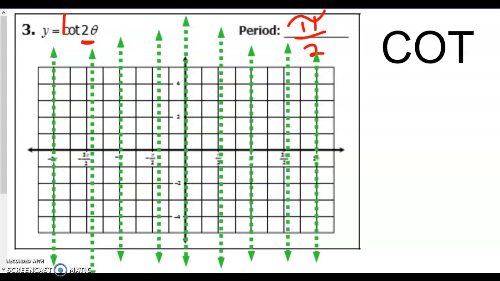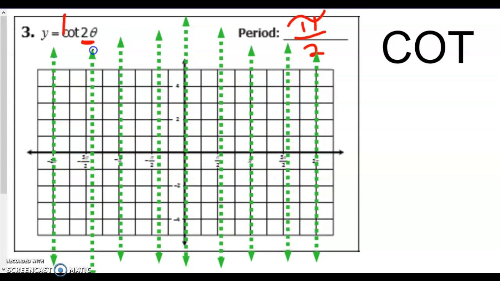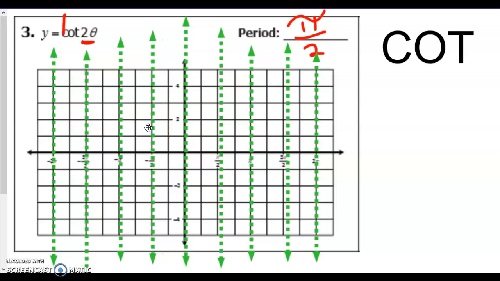And so here we go. Let's move that one over. And so I've got all my asymptotes graphed. Okay, move it over. There we go. And move this one over. All my asymptotes are graphed.